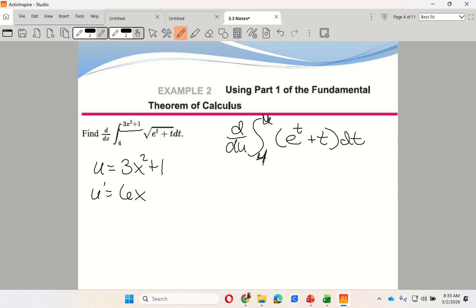Oh, you're right. Thank you. Good job. So I haven't done this part right here, so that's why it doesn't have the u prime yet. So now let's do the derivative of this. That's going to give me e to the u plus u to the 1/2 times u prime.